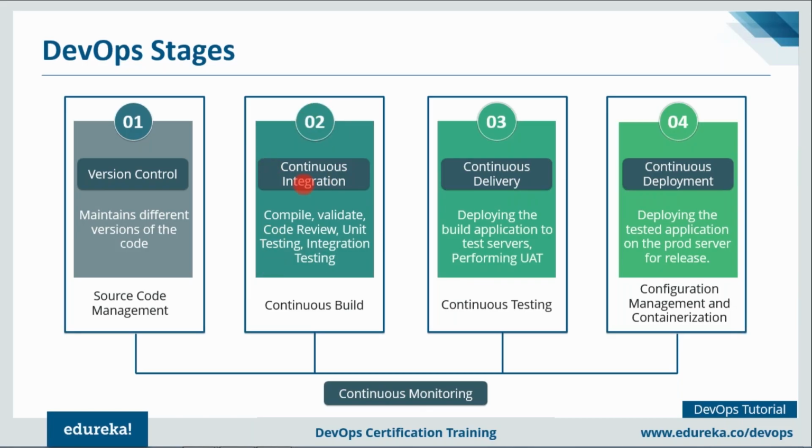Once continuous build is done, you then deploy it onto the test servers for end user testing or user acceptance test, where you use tools like Selenium. That is called continuous delivery.